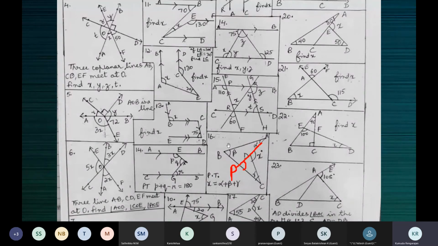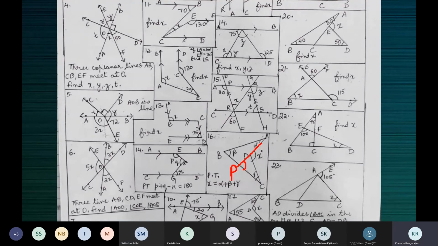Which is the exterior angle, children? Name the exterior angle to this triangle ABP. See this triangle alone. Which side is produced? BC. BP is produced to C. So name the exterior angle. Angle APC is the exterior angle.